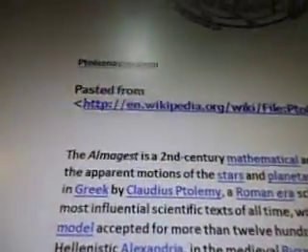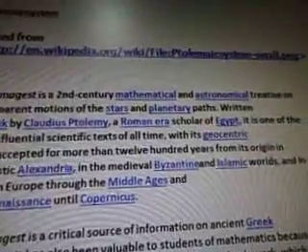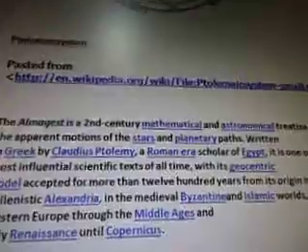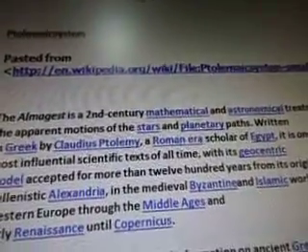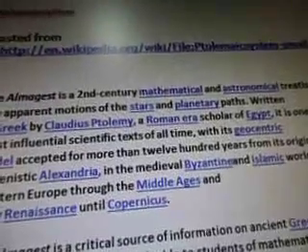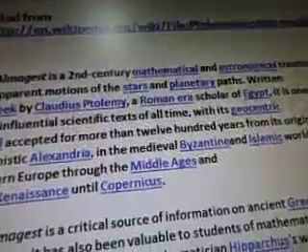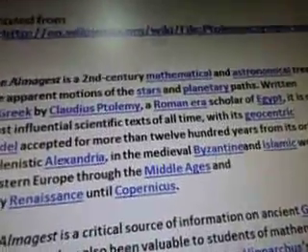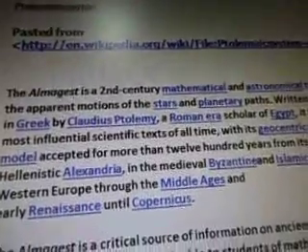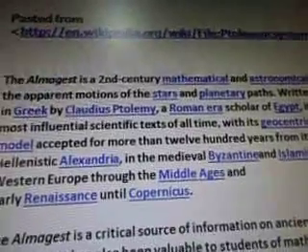system. The Almagest is a 2nd century mathematical and astronomical treatise on the apparent motions of the stars and planetary paths. I think that's where they show the two different theories, which I'm going to talk about in another video. There were two different theories, that either the whole solar system went around the Earth or it all went around the Sun. And that was the argument back in the day, back in the 17th century, or earlier, I don't know. Written in Greek by Claudius Ptolemy, a Roman-era scholar of Egypt.